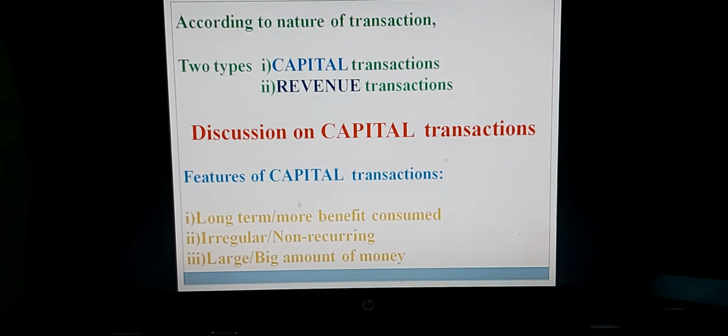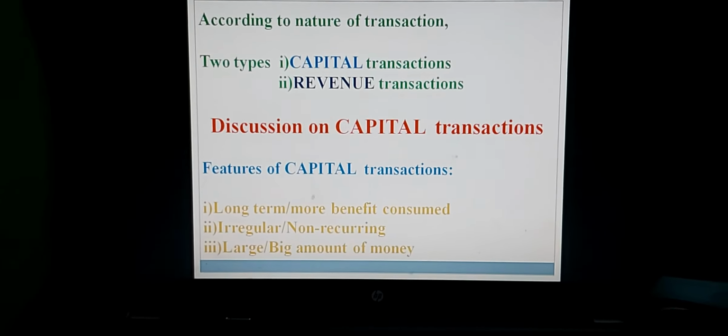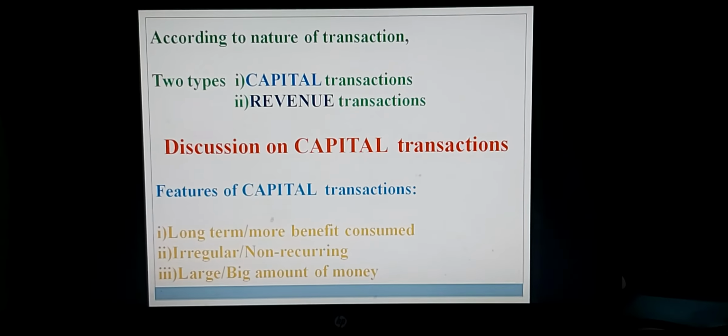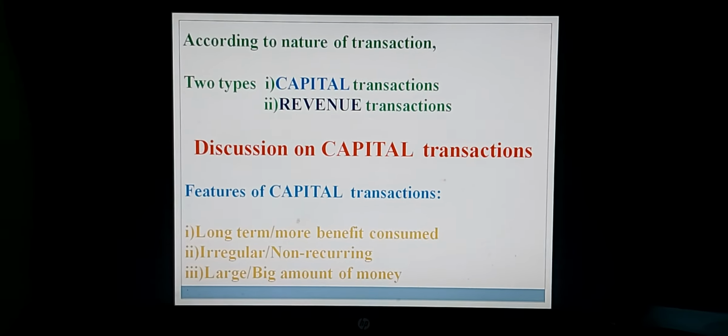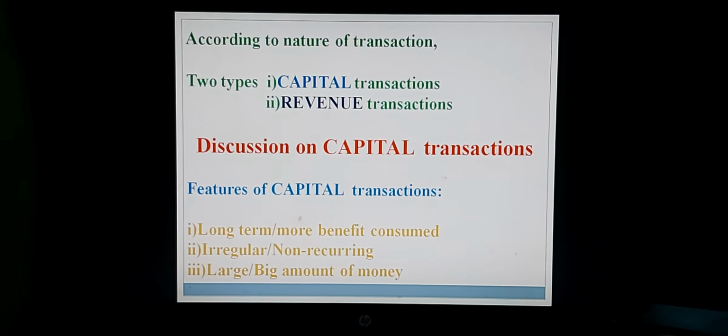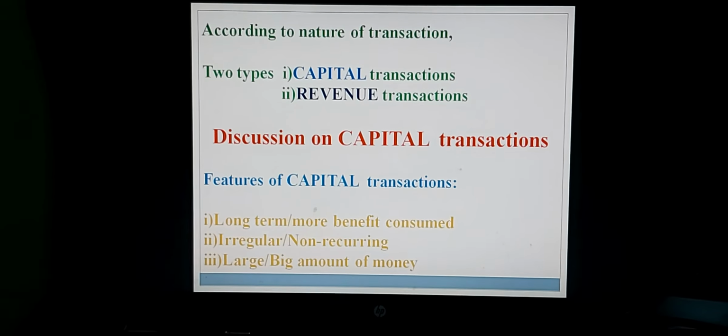So, if you identify the capital and revenue transactions correctly, then I think you will be able to identify the correct way, which are income or expenses, which are assets or liabilities.